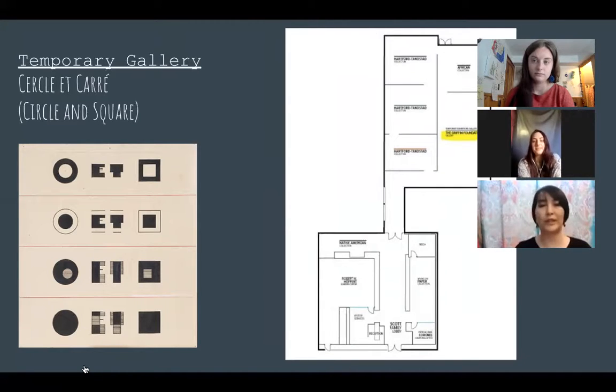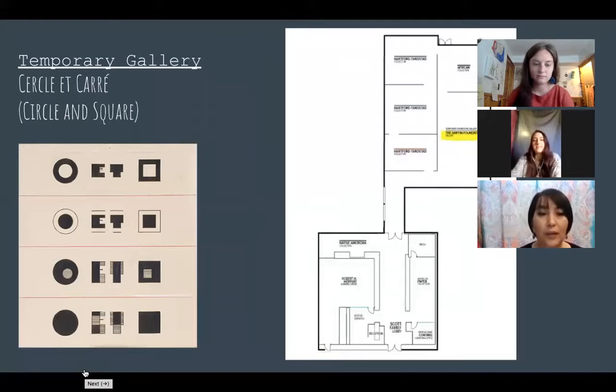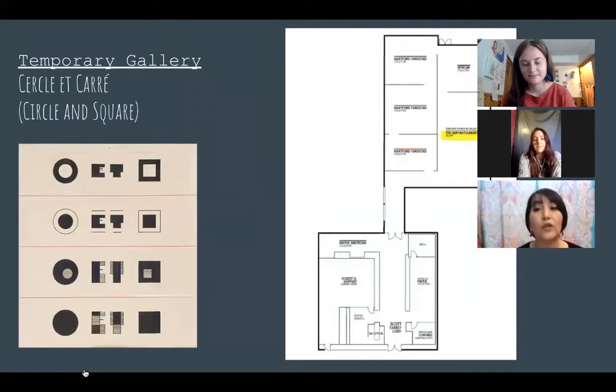To get started, our first gallery, as you go into the Gregory Allicar, is the Circle and Square Gallery. This is the temporary exhibit, and it focuses on work from a group of artists. Today, we're only going to look at art from one of these artists. His name is Pierre Daura, and this group of artists came together many years ago and focused on abstraction.